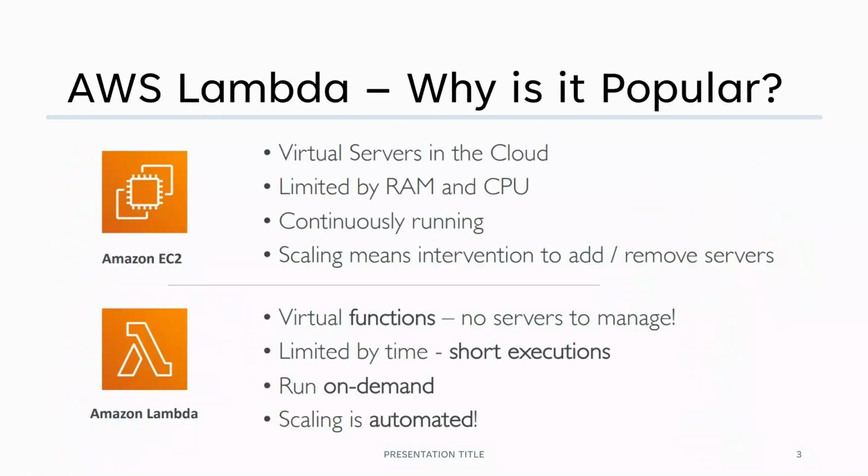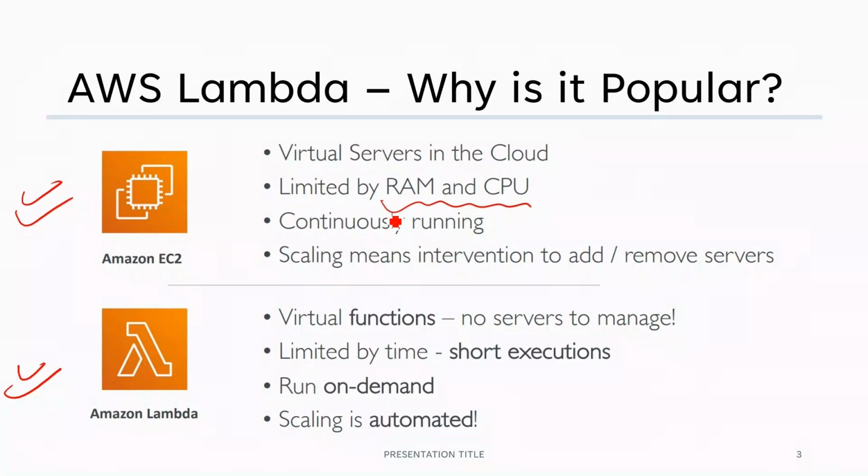Okay, what is AWS Lambda? Why is it so popular? Let us get a comparison between EC2 and Lambda. So EC2, what are these things? Virtual servers in the cloud. You're just going to create a server on the cloud, limited by RAM and CPU. You are going to decide how much RAM and CPU to provision for your server. You are going to be the judge of that.